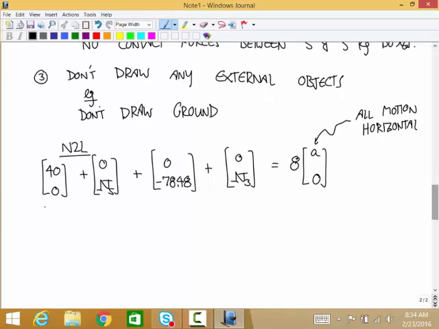Okay, so we get two equations. The first one is the x components of this equation. So 40 is equal to 8a. And so a is equal to 5 meters per second squared. Yep. So we're discounting friction? Yeah, we are in this one.